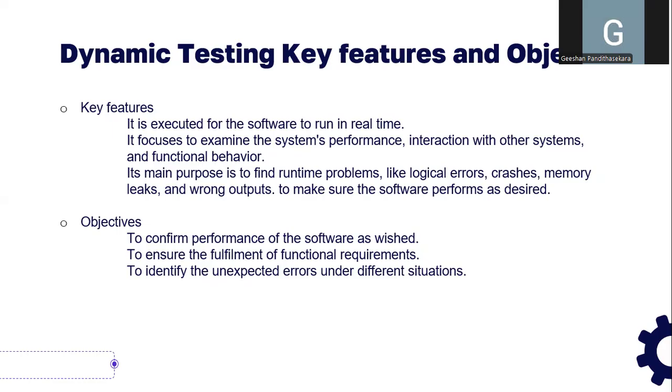The key features of dynamic testing: it's executed with the software running in real time. It focuses on examining the system's performance, interaction with other systems, and functional behavior. Its main purpose is to find runtime problems like logic errors, crashes, memory leaks, and wrong output to make sure the software performs as designed.